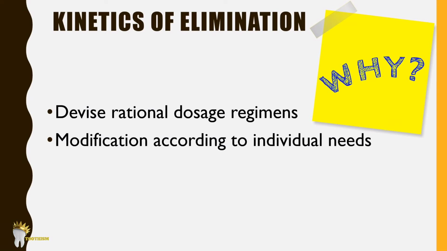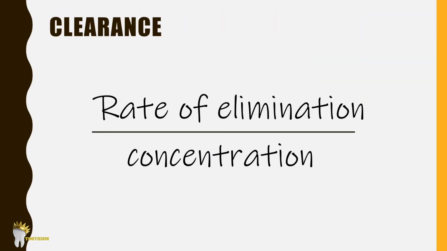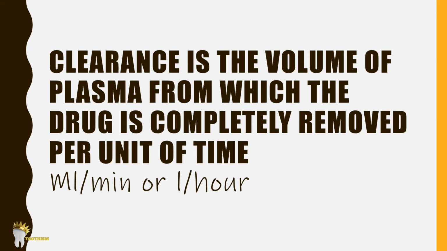An important concept of elimination is clearance. Clearance is a parameter which relates the rate of elimination of the drug to the drug concentration in plasma. It can be calculated as rate of elimination divided by concentration of the drug in plasma. So guys, keep in mind that clearance does not tell us how much drug is removed. It is only telling us the volume of plasma from which the drug is completely removed per unit of time. So the units for clearance are ml per minute or liters per hour.